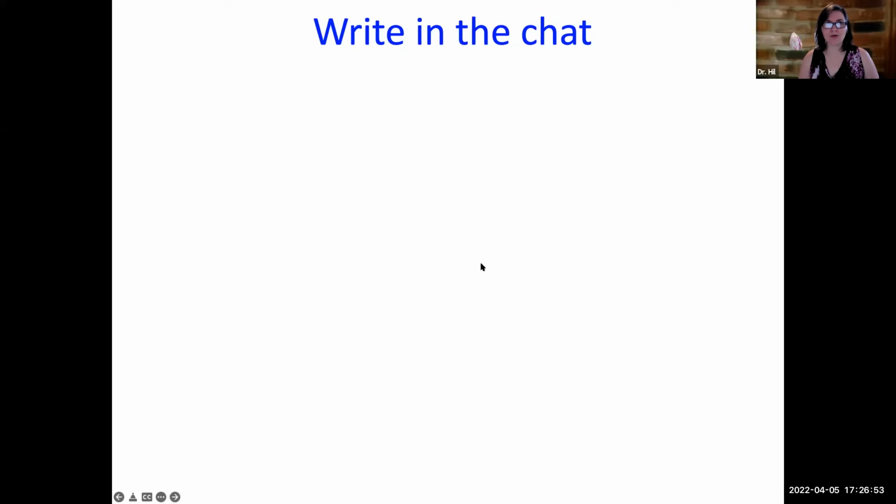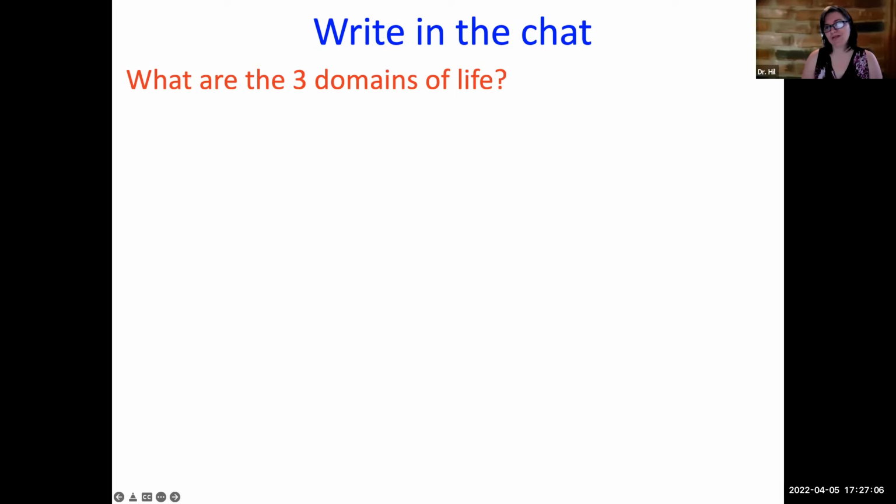Okay, let's go on. There are 3 domains of life. You would have learned about them in cell biology. I know it's been a minute, but if you remember even some of them, put 1 or 2 or 3 of those names into the chat. What are the 3 domains of life? All organisms that are cellular are organized into these 3 domains. That's right, Kelly. Yes, Surmeet, you are correct. Yes, Megan. Yes, Sarah. Yes, Emily.